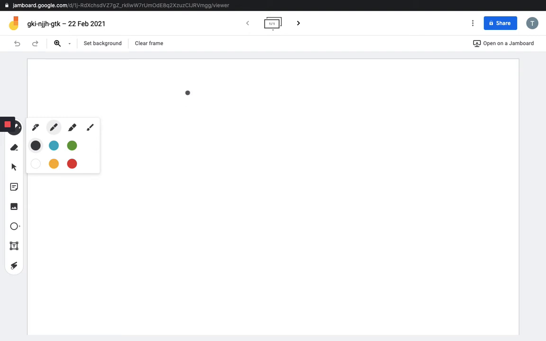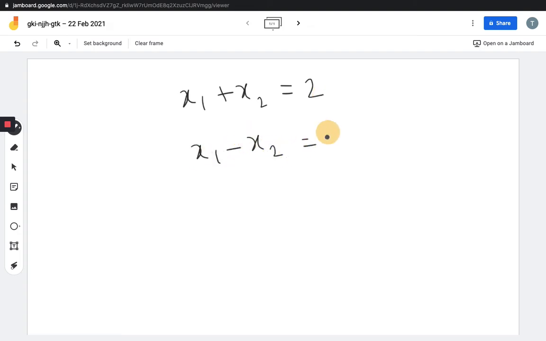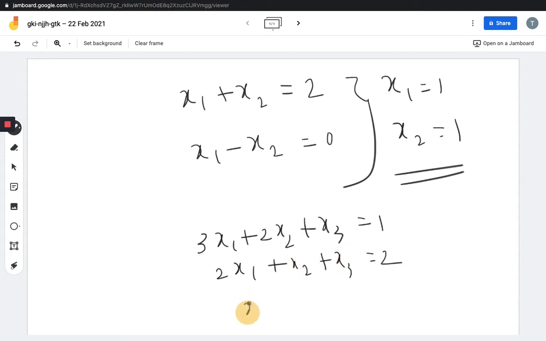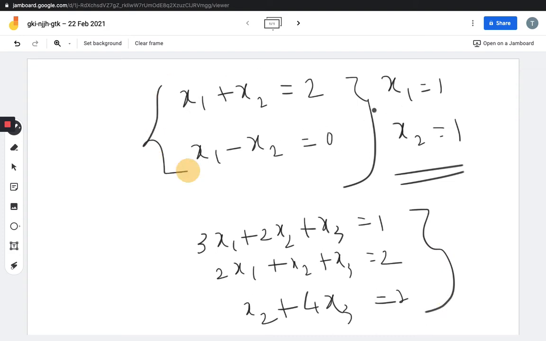Suppose you have two equations like this: x1 plus x2 equals 2 and x1 minus x2 equals 0. The solution is just obvious: x1 equals 1 and x2 equals 1. The end. That's it. But the problem begins if you have multiple variables as well as multiple equations like this. This solution was pretty easy, but solving this system with three variables x1, x2, x3 will not be that easy.